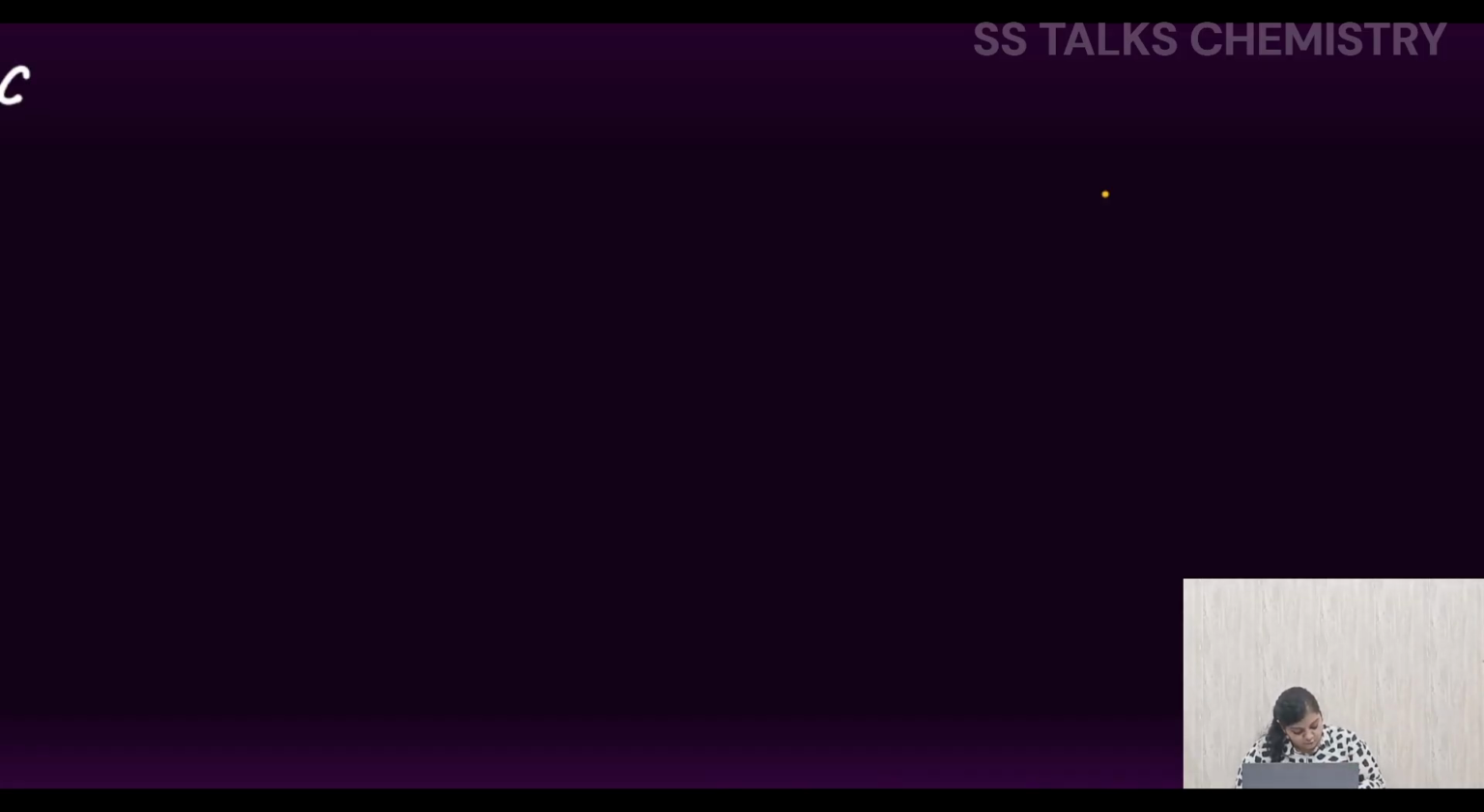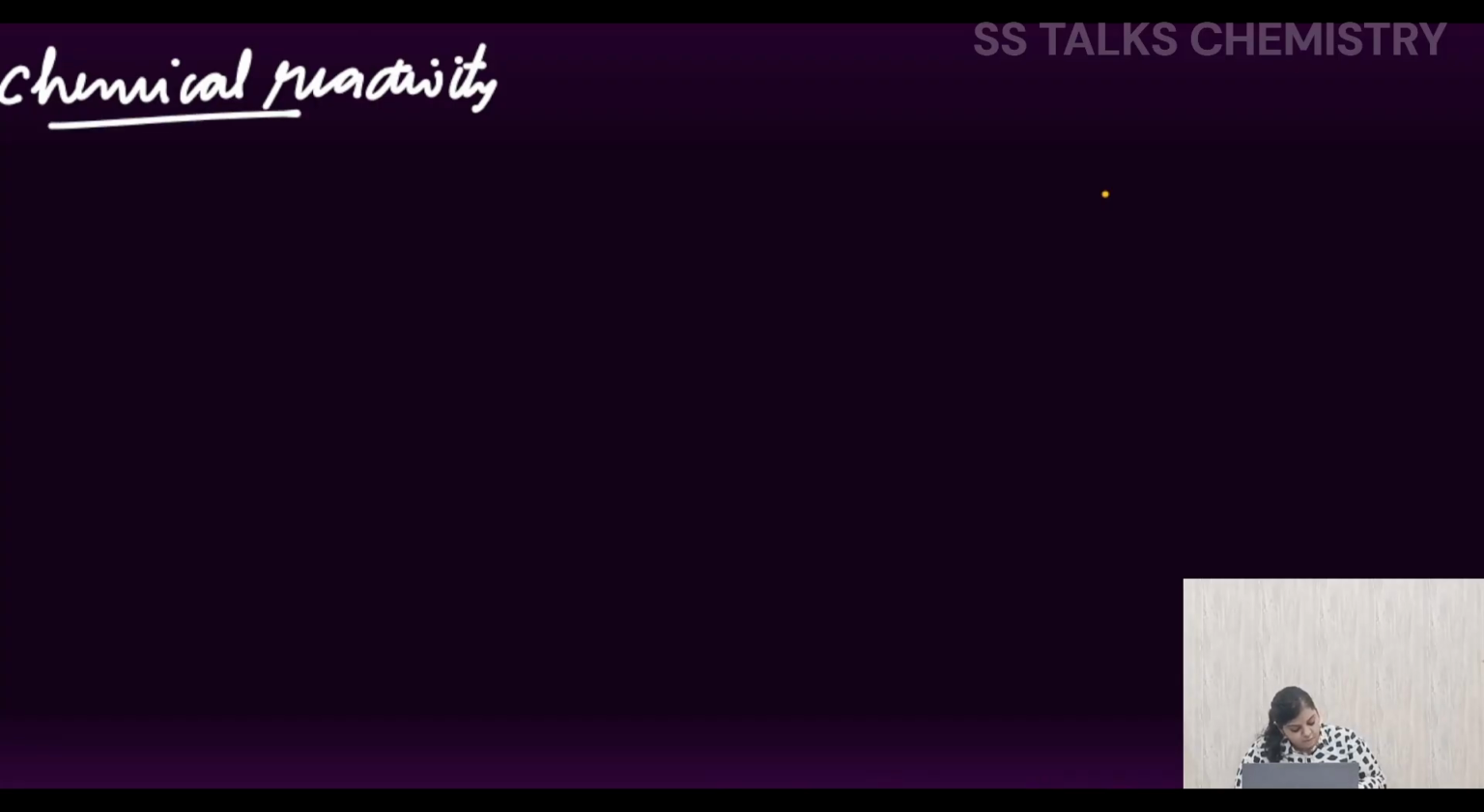So we are going to look at the chemical reactivity. If I compare the bulk material and the nanomaterial, how does the reactivity vary? Suppose this is the bulk material. Now I break it into small pieces along different axes and bring it to nanoscale particles.